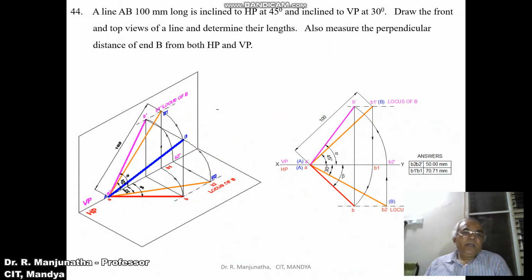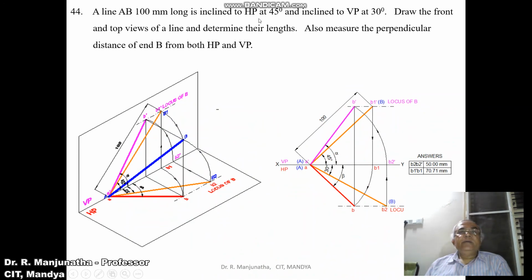So now here, as we know, since we have to measure the perpendicular distance of end B from both HP and VP, that is this distance and also this distance we need to measure. So naturally it has to be the minimum distance. Therefore, we are considering that A dash and A both are going to lie on VP and HP. So first we will consider end A is in HP and also end A is in VP.